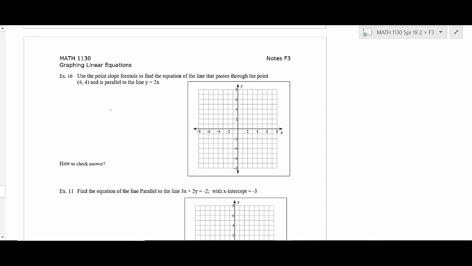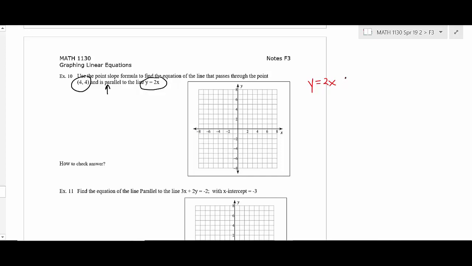So what you're given on this is a line, y equals 2x, and then a point, and you're going to find an equation that's parallel to that line that goes through that point. Okay, so here's the first thing I would like you to do: let's graph this. We don't need the calculator or anything.